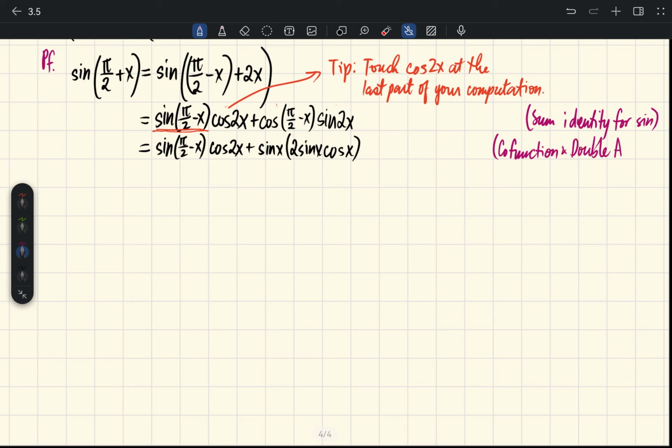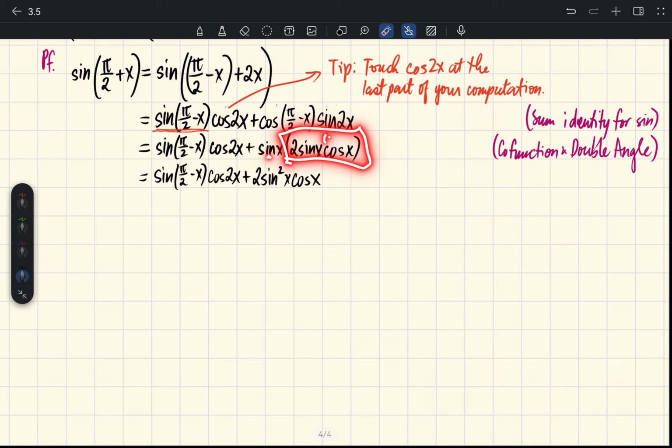Then simplifying stuff, we have sine of pi over 2 minus x times cosine 2x plus, so multiplying this, we get 2 sine squared x cosine x. So what we just did, we just multiplied sine x with this one. And since there's no sum here, you're just multiplying sine x with sine x. So you have sine squared x, then just copy 2 cosine x. Okay?